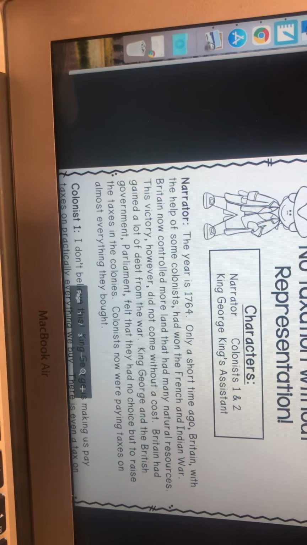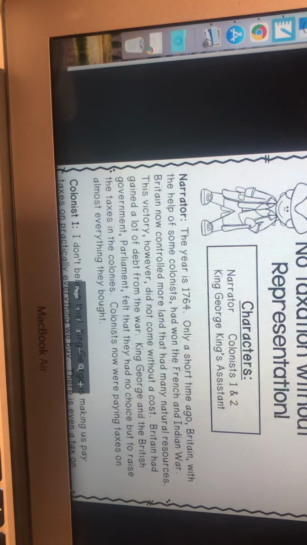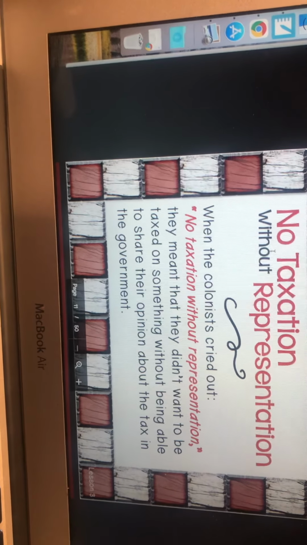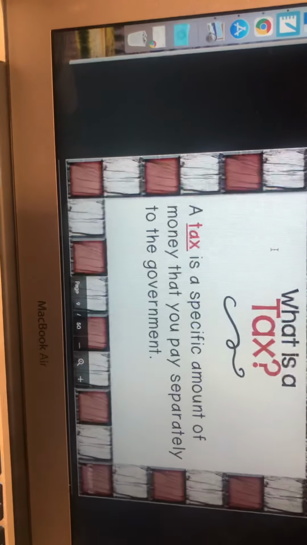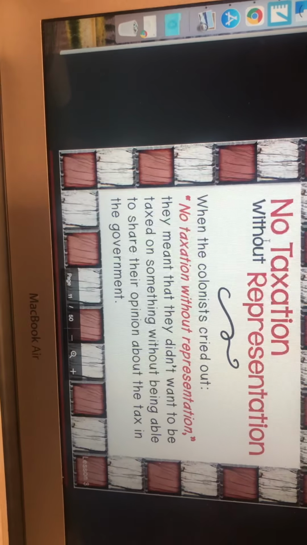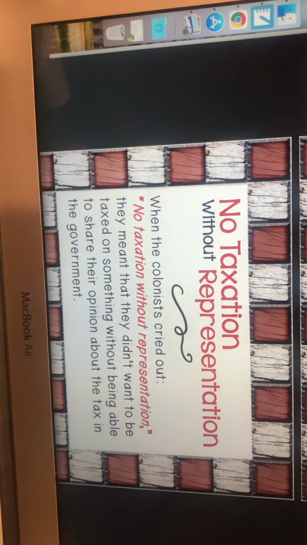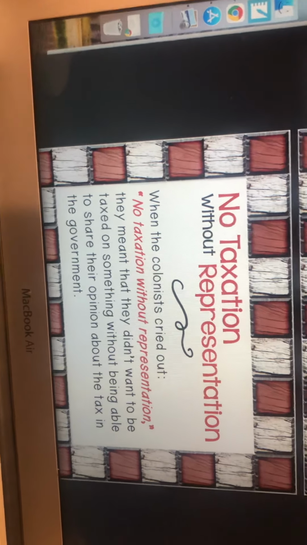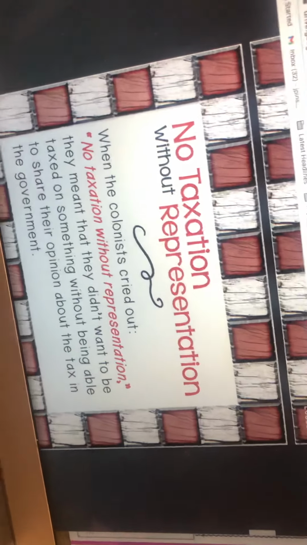And that is it for today. I would check Google Classroom. The video is on there. Since I'm showing the slides now, I would go back to the video and write this down too. These two, what is a tax and no taxation without representation, are both on page 7.